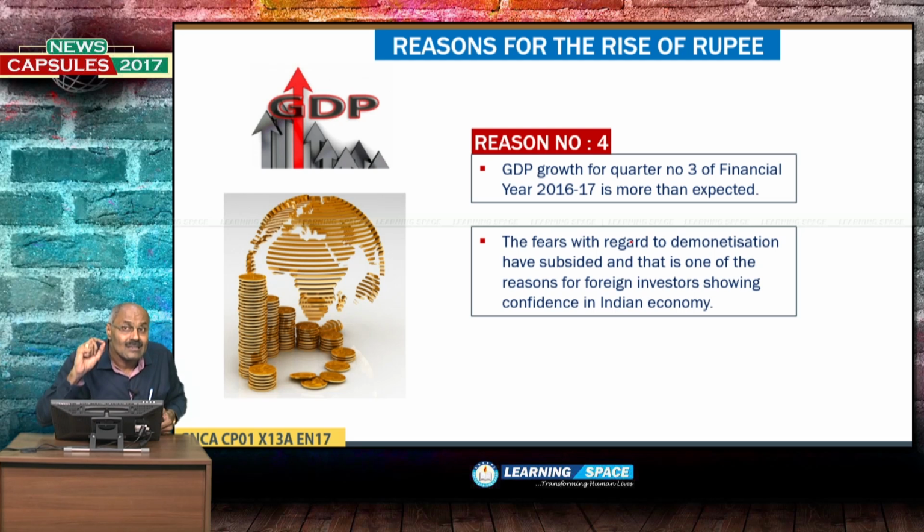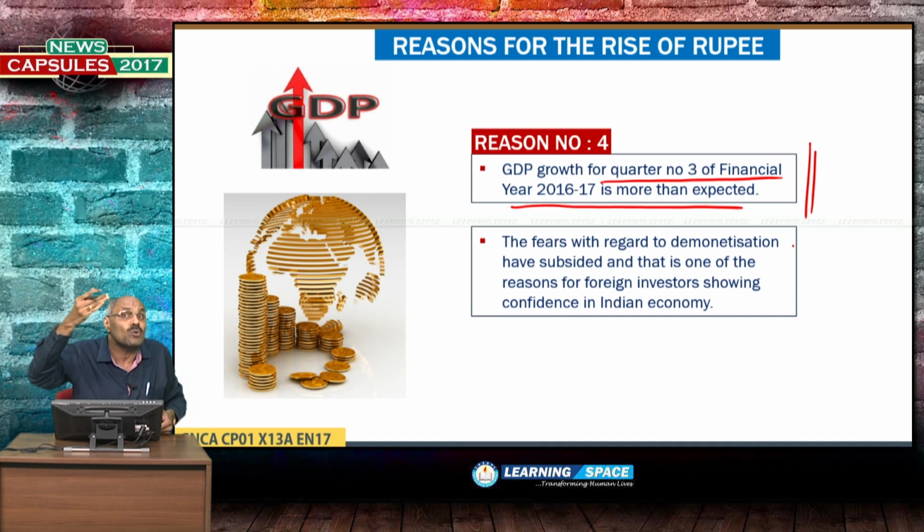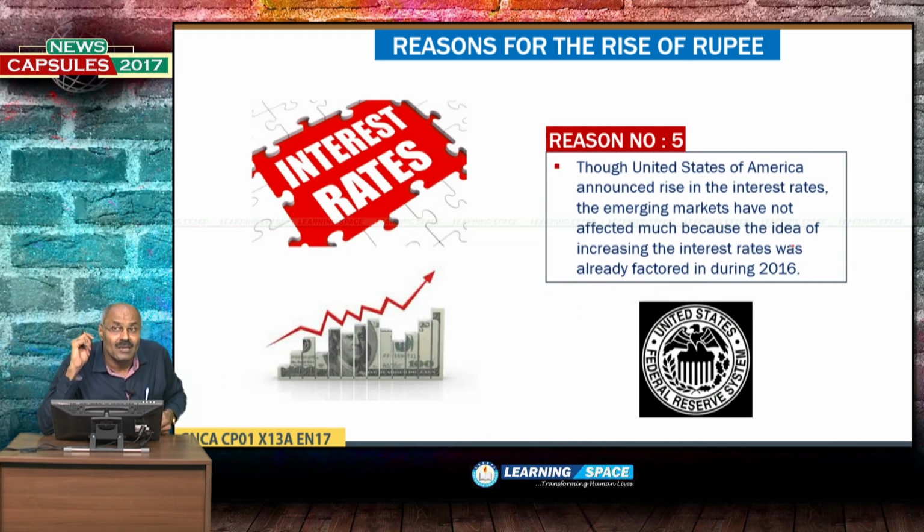Dovish monetary policy, the opposite is hawkish monetary policy. Please understand. Then the next point is GDP growth for quarter number 3 of financial year 16-17 is more than expected, and here the fears with regard to demonetization have subsided, and this is another reason why foreign investors are showing confidence in the Indian economy.